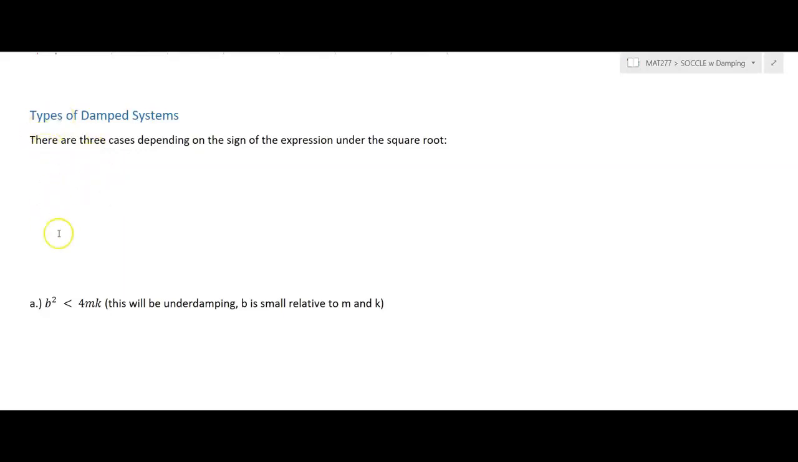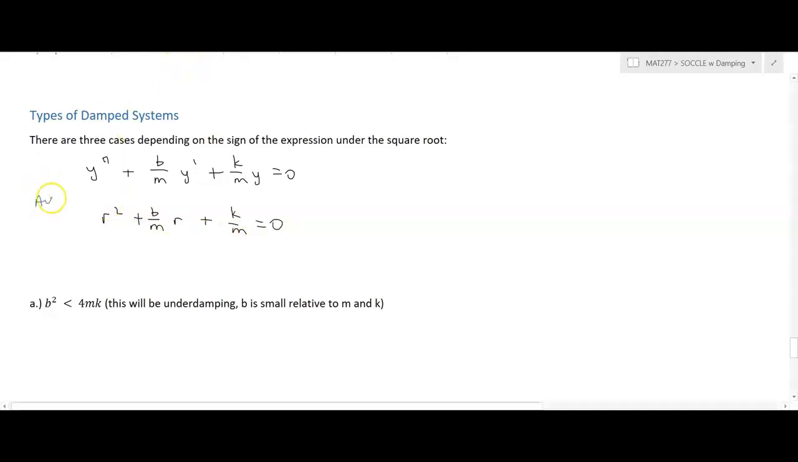Just spend a moment focusing on the types of solutions we have. We notice that when we find the roots of our spring mass system, which looks like this as an equation, when we found the roots of r squared plus b over m r plus k over m equals 0, that was our auxiliary equation. We found that we had to use something like the quadratic formula.